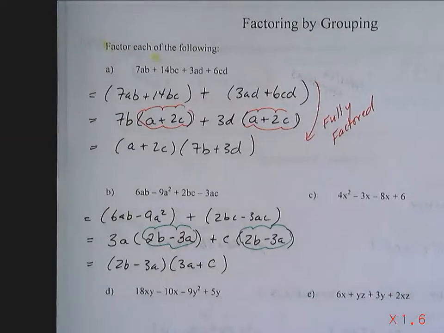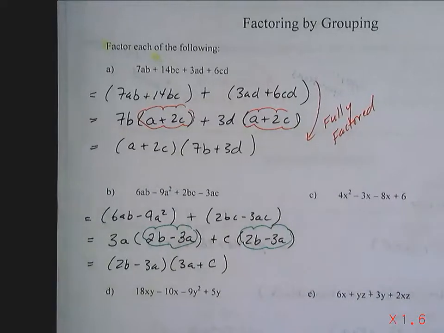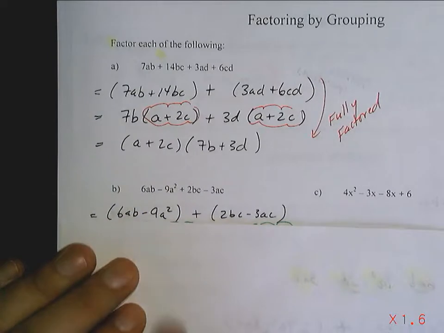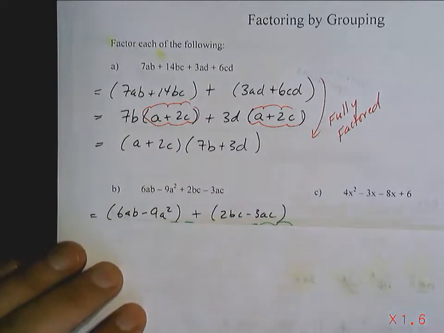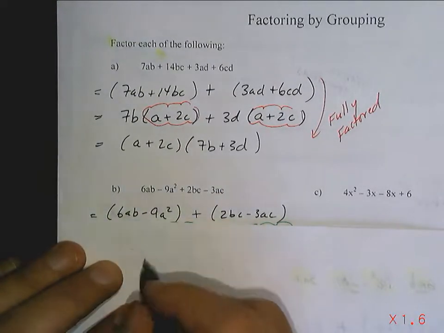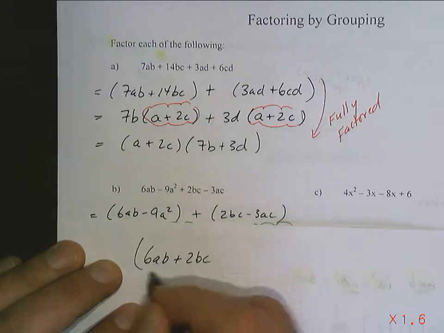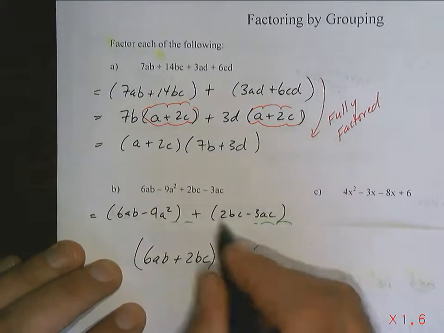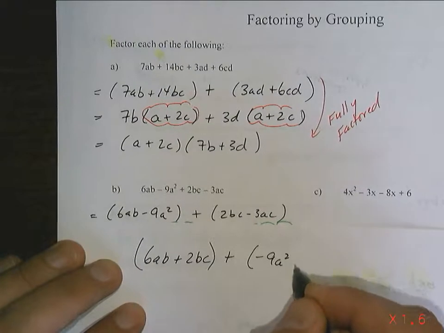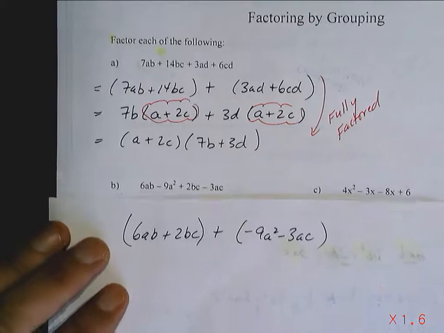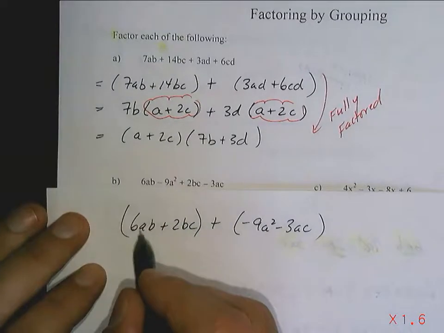Now, someone might be saying, hold on a minute. Do I have to group them the way you're grouping? So instead of putting the 6ab and the 9a squared together, what if I want to do 6ab plus 2bc together, and then I want negative 9a squared and negative 3ac together? What if? Well, let's find out. Let's common factor what's here.